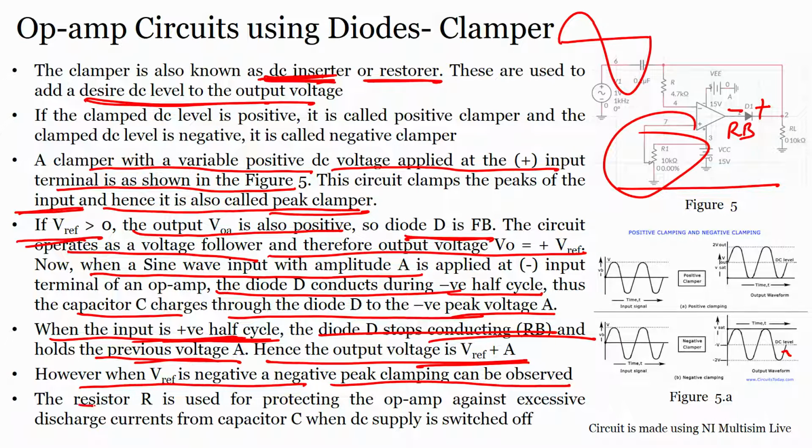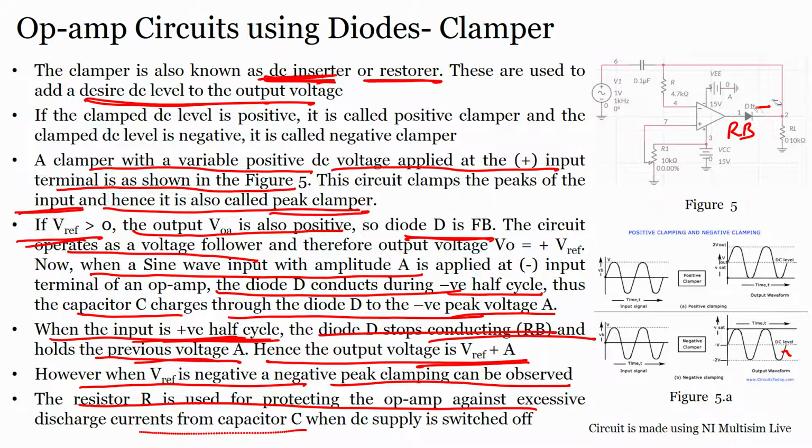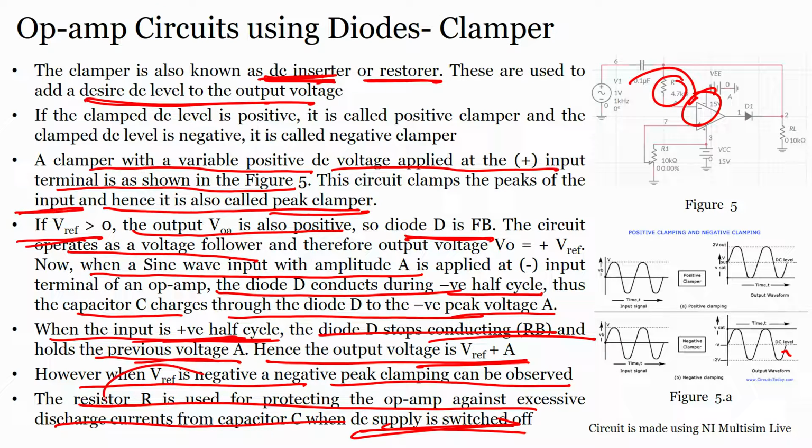The resistor R is used to protect the op amp against excessive discharging currents from the capacitor. Now, you see whenever we use an LED, we use a current limiting resistor, right, but if you use a capacitor, we have to use a resistor between the capacitor and the inverting terminal, to avoid any sudden discharge of the capacitor voltage, which will destroy your op amp. So, to protect the op amp against excessive discharge currents from the capacitor, when the DC supply is switched off, we have to use the resistor.